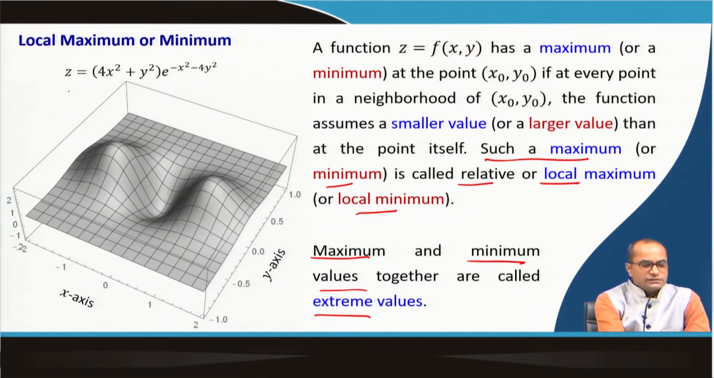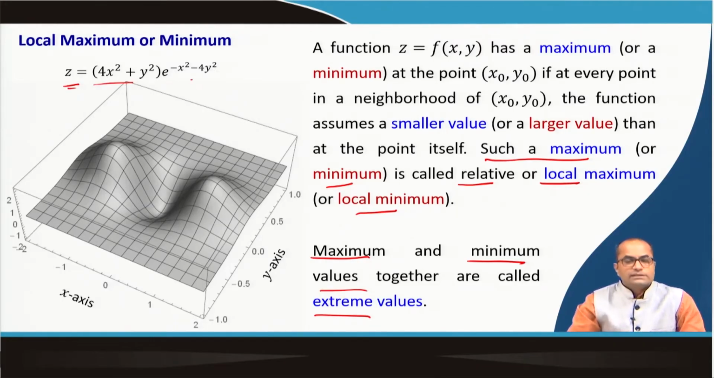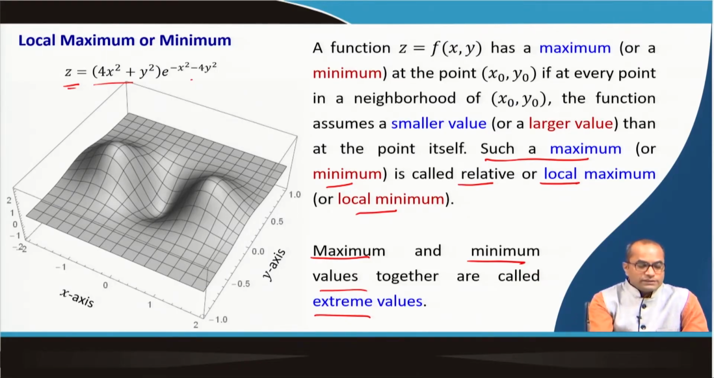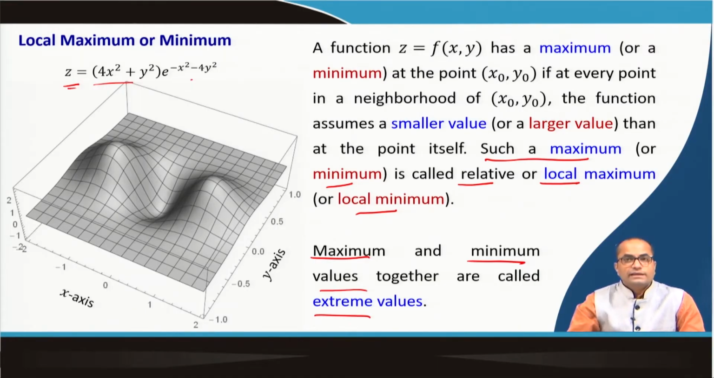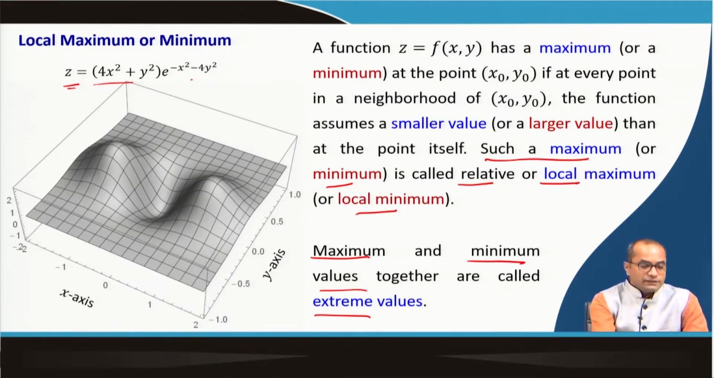For instance, here this is the surface for the function z equals (4x squared plus y squared) times exponential of minus x squared minus 4y squared. As you can see, there are several points which one can easily identify from the graph itself. For instance, this point here is a point of local maximum because the function is taking smaller values in the neighborhood of this point.